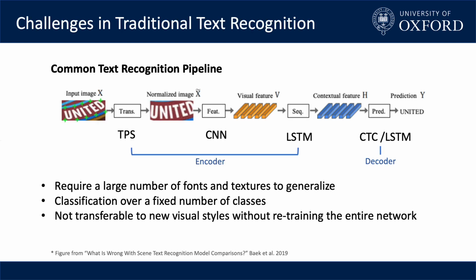Traditional text recognition normally follows a common pipeline as shown in the figure here. It has an encoder for embedding visual features and a decoder which maps the feature into predictions. However, it has three main limitations. First, it requires a large number of fonts and textures to generalize well. Second, it is only able to do classification over a fixed number of classes. Third, it is not transferable to new visual styles without retraining the entire network.